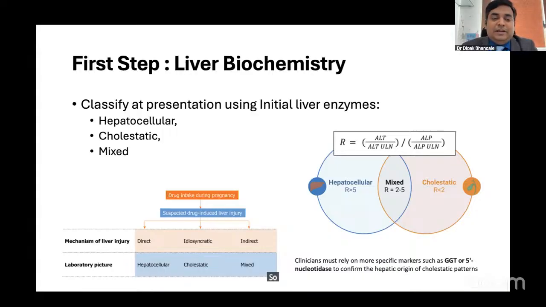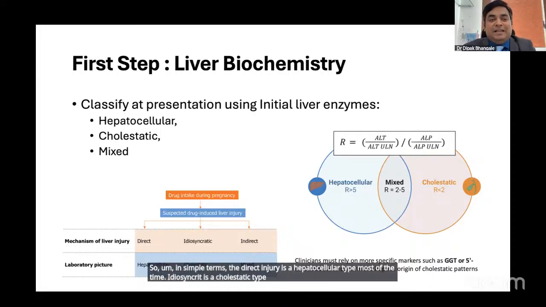So in simple terms, the direct injury is a hepatocellular type most of the time. Idiosyncratic is a cholestatic type, and indirect is a mixed type.